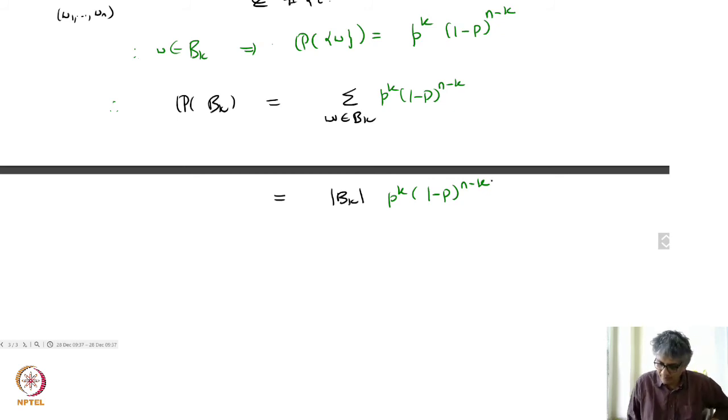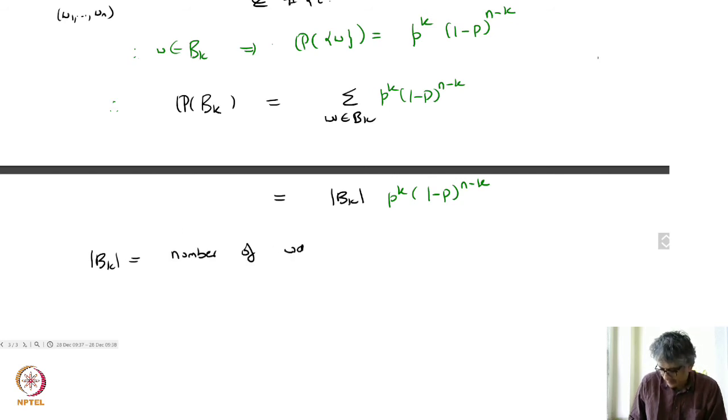So now I have reduced the problem of computing the probability to just understanding what the size of B_k is. But size of B_k, you all know, right? Size of B_k means you're performing n trials, out of which k are successes, and the rest have to be failures. So size of B_k is just a counting problem. It's just the number of ways k successes can occur in n trials.